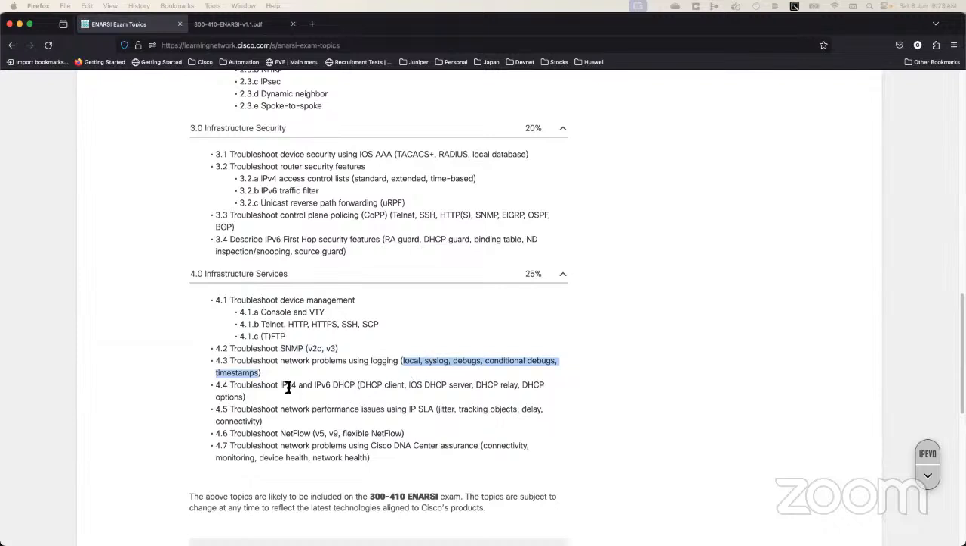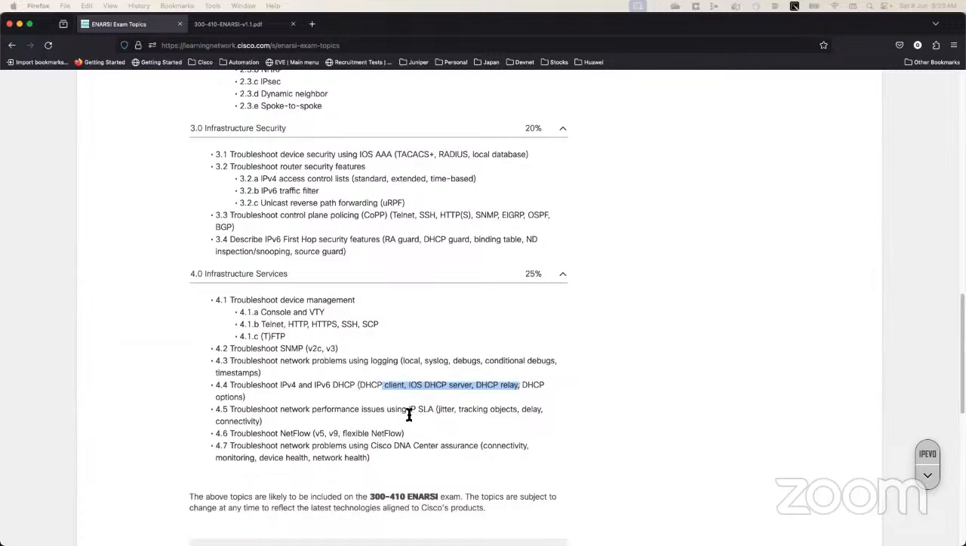Then comes our IPv4 and IPv6 DHCP services. Maybe configuring a device as a DHCP client, how DHCP as a protocol works, what the sequence of steps is that happens over here, how to configure an IOS router as a DHCP server, or configuring a device as a DHCP relay. First of all, what all these things are, what they mean, what their function is, how we configure them, and how we troubleshoot them. All things we'll be covering in detail.